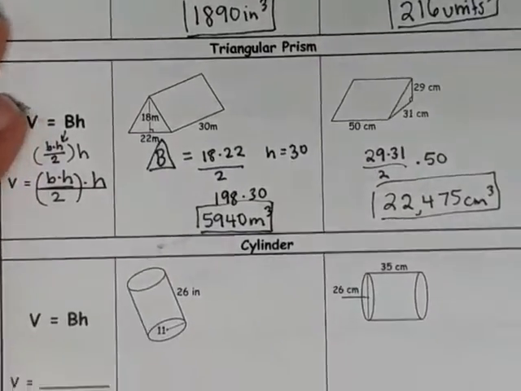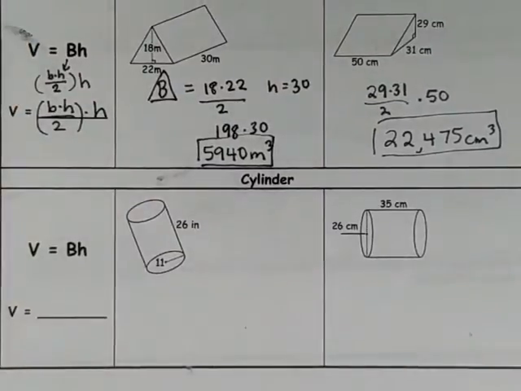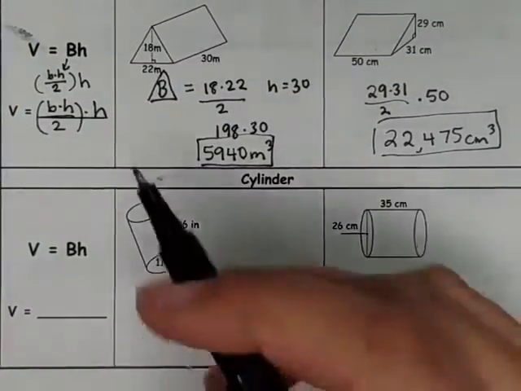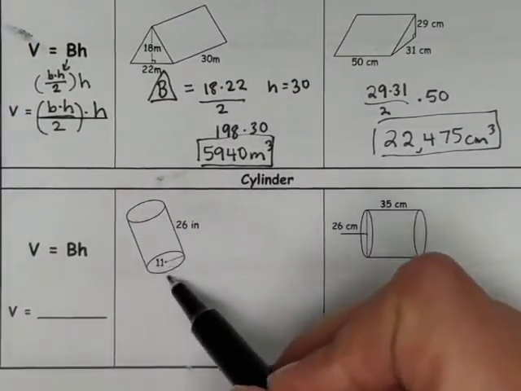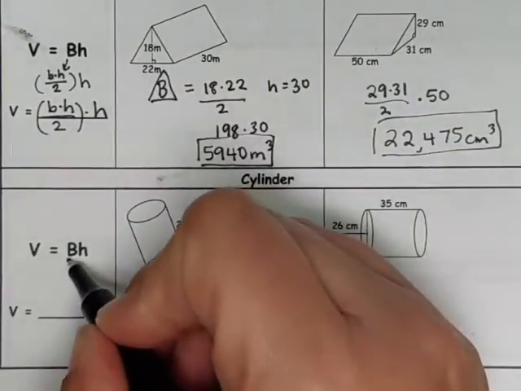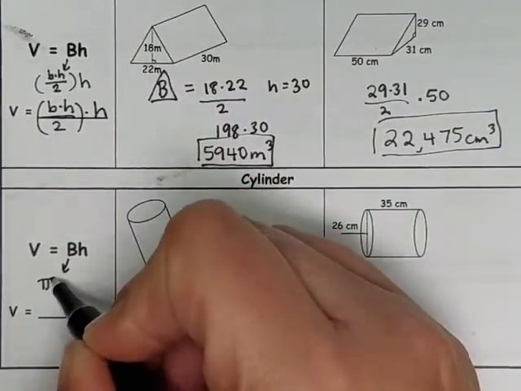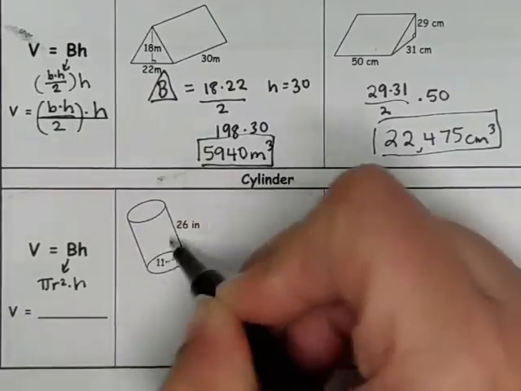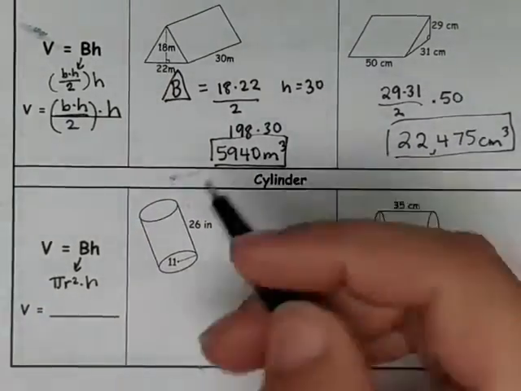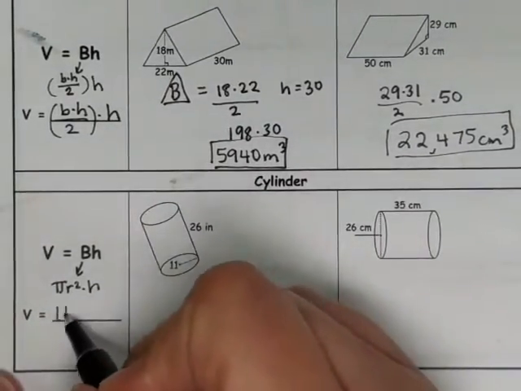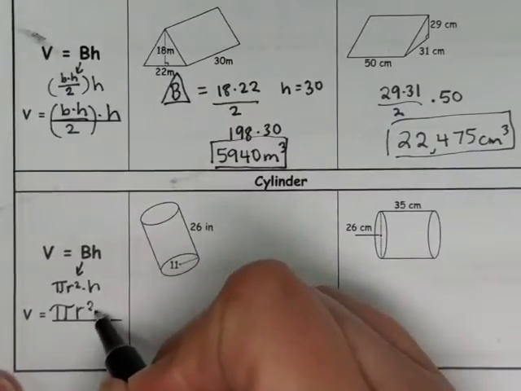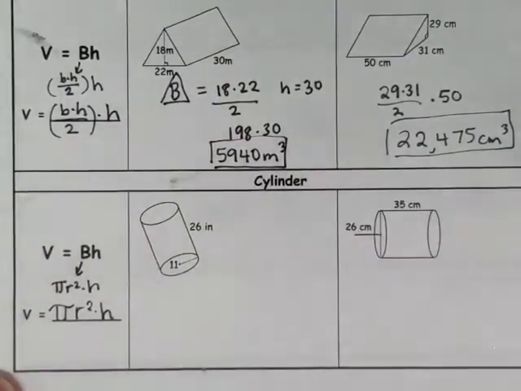And then the last shape you need to learn tonight is cylinders. A cylinder's base shape is a circle, so the base area is pi r squared, and then times the height of your cylinder. So here's your formula, and we just need to use it.